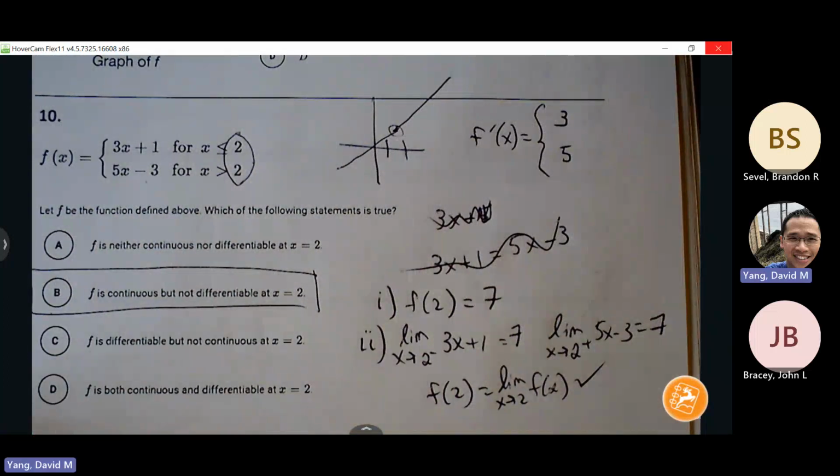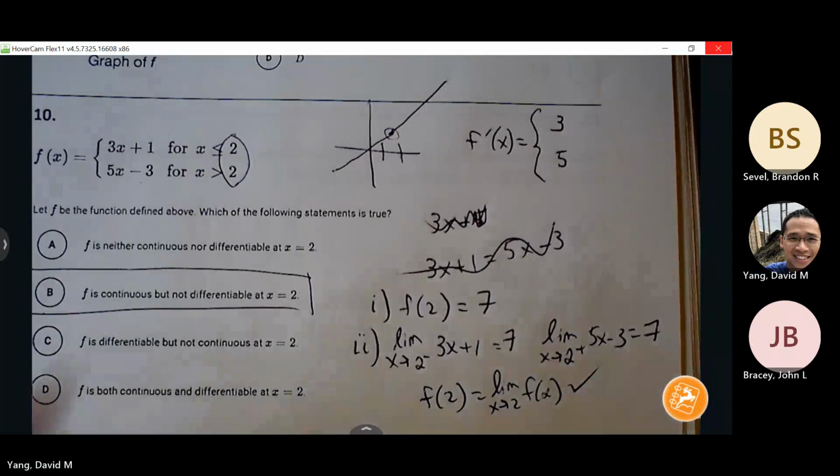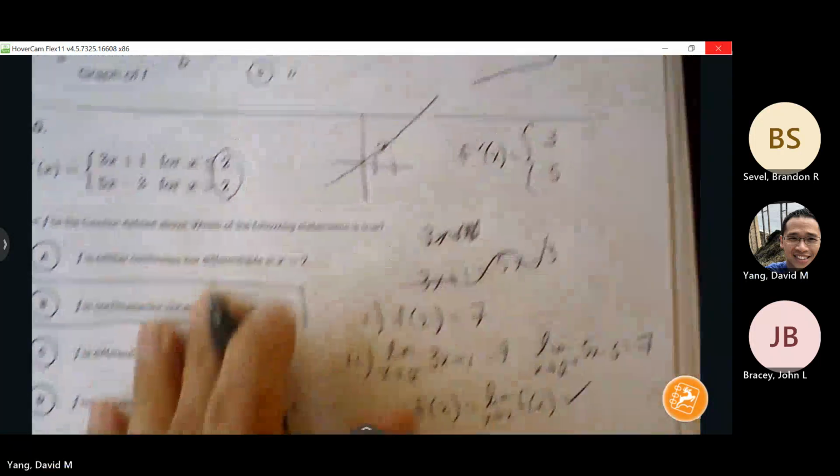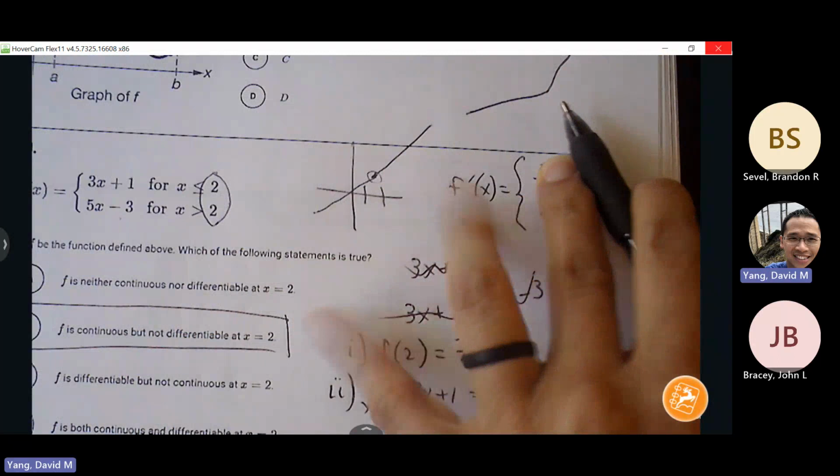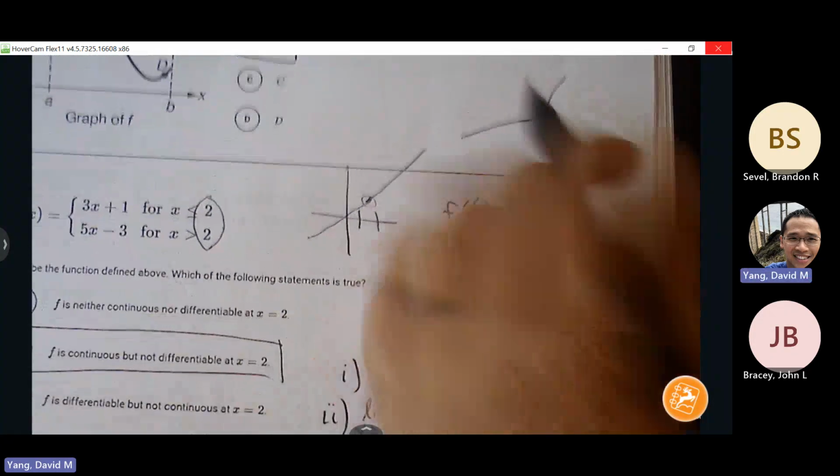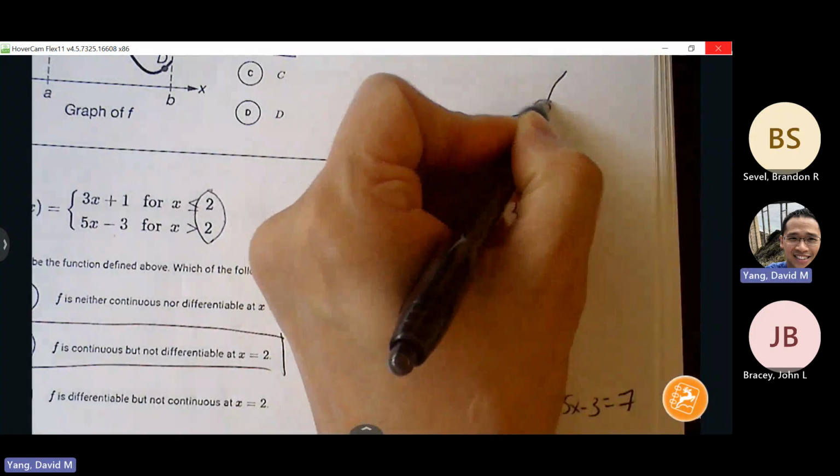Same slope. Gotta have the same slope. Otherwise, the graph will look like this, where there's a sudden change, and that sudden change is causing a sharp turn, and that sharp turn means not differentiable.